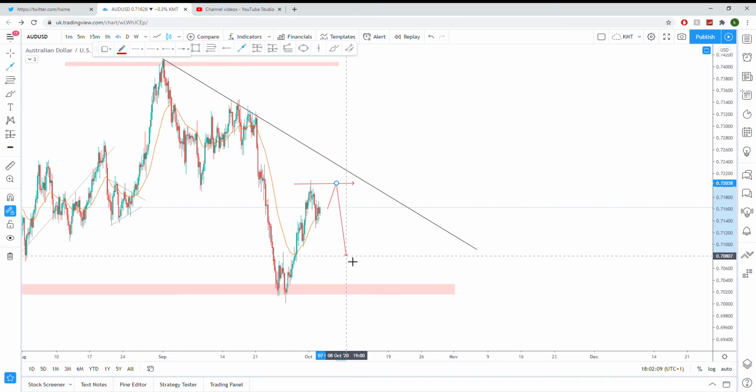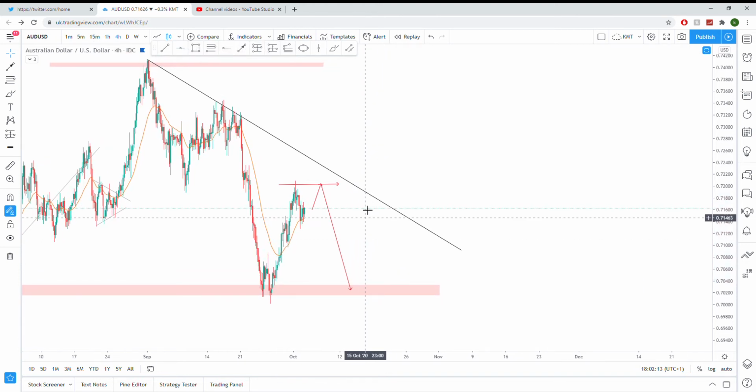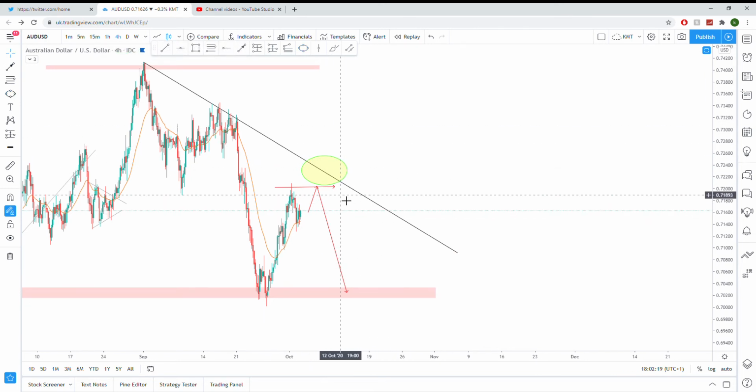I'm thinking that we could go lower than 0.70. That's my kind of route I'm looking out for. But if we do break this trend to the downside, we could be looking at some bullish scenario, and I will keep an eye out for this.